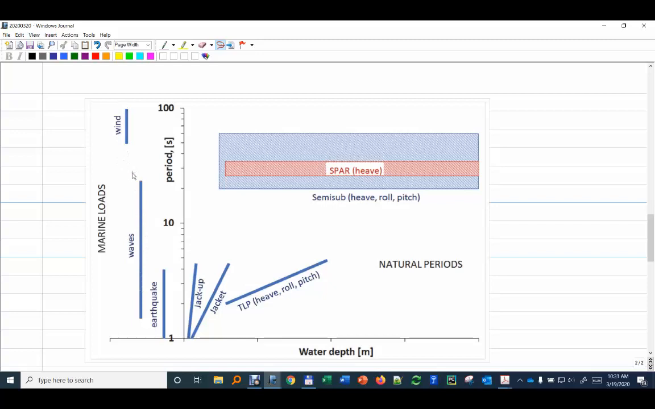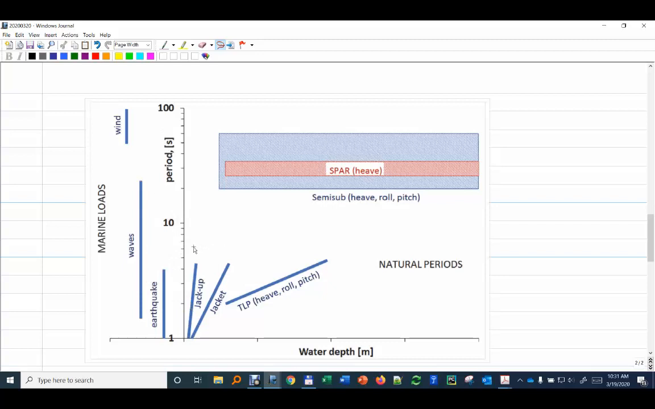So you have waves and wind. Current is not here, but you see wind is actually quite high, a quite long excitation period, big excitation period, while waves is in this range. But be aware that the scale here is logarithmic. Okay, earthquake you have also.